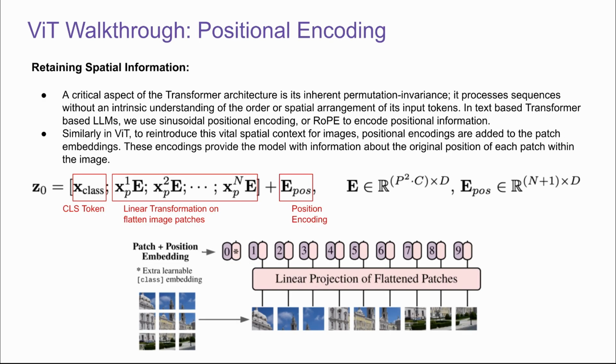The next key part is position encoding. We have been spending a lot of time in this part, but I think it's worth it. Position encoding is used to retain spatial information. If you remember, a critical aspect of the transformer architecture is its inherent permutation invariance. That means it doesn't care about the position. It processes sequences without an intrinsic understanding of the order or spatial arrangement of its input tokens. In text-based transformer LLMs, we use sinusoidal positional encoding or RoPE to encode positional information. Similarly, in ViT, to reintroduce this vital spatial context for images, positional encodings are added to the patch embeddings. These encodings provide the model with information about the original position of each patch within the image. This is the position encoding.